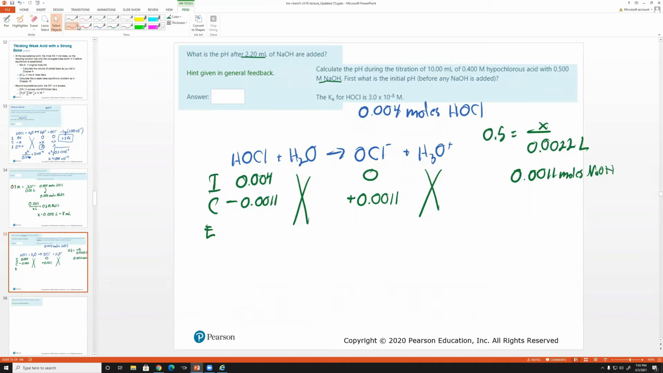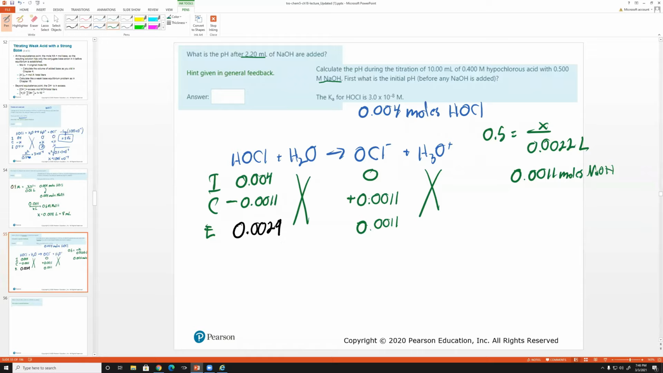So what we can do is we can do this math. We can do the subtraction there. So what is 0.004 minus 0.0011? That's going to be 0.0029. That's how many moles we end up with. Then the OCl minus would be 0.0011. Technically, it would be 1.2, but again, we can make that 0. It's fine.